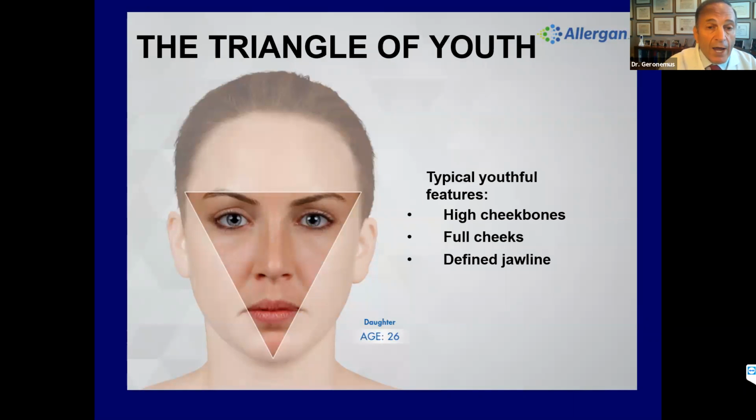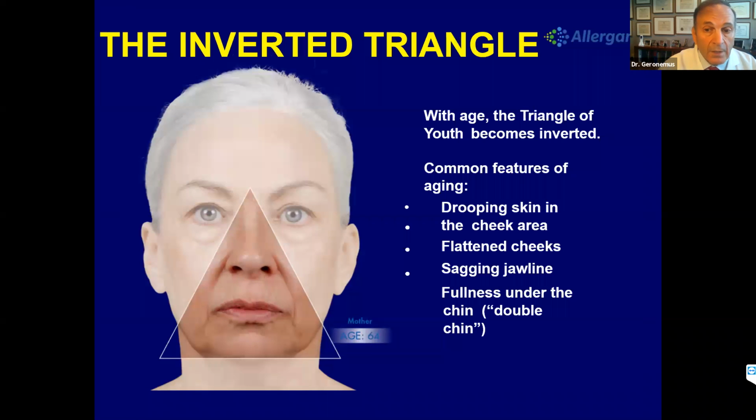So there is this triangle of youth that we like to address and use as a model for treatment. Typically youthful features will have higher cheekbones, fuller cheeks, a defined jawline, and also what you will see is improved, fresher skin tone and texture of the skin. As you age, the triangle of youth becomes inverted. Rather than being an upward triangle, it becomes the opposite.